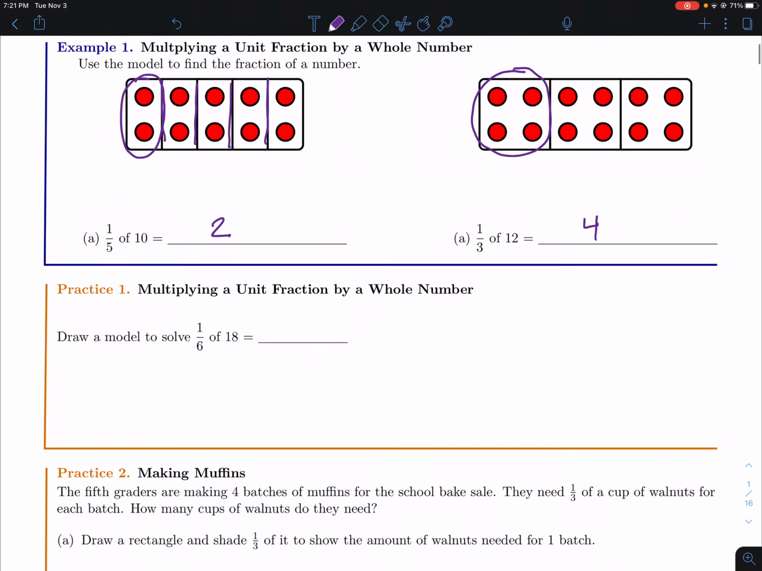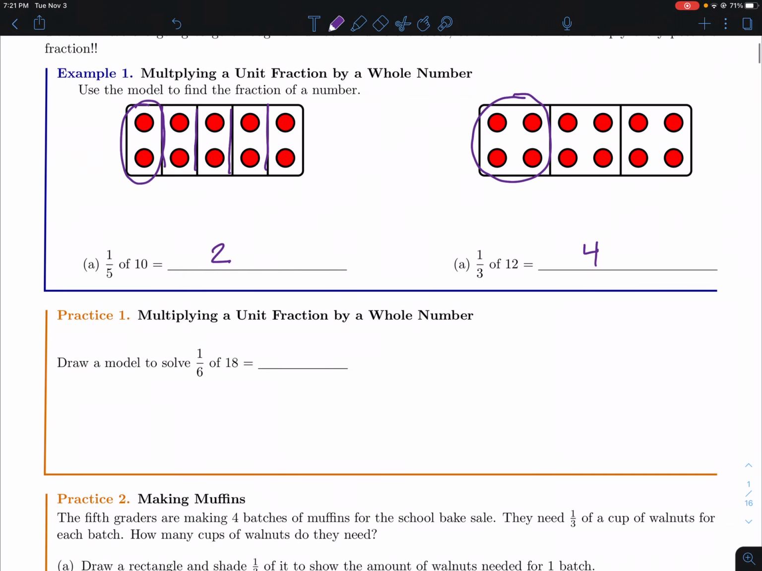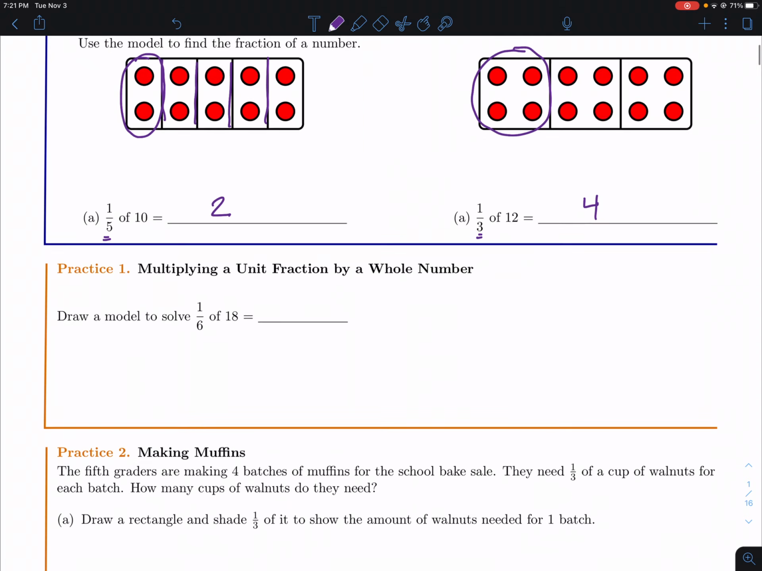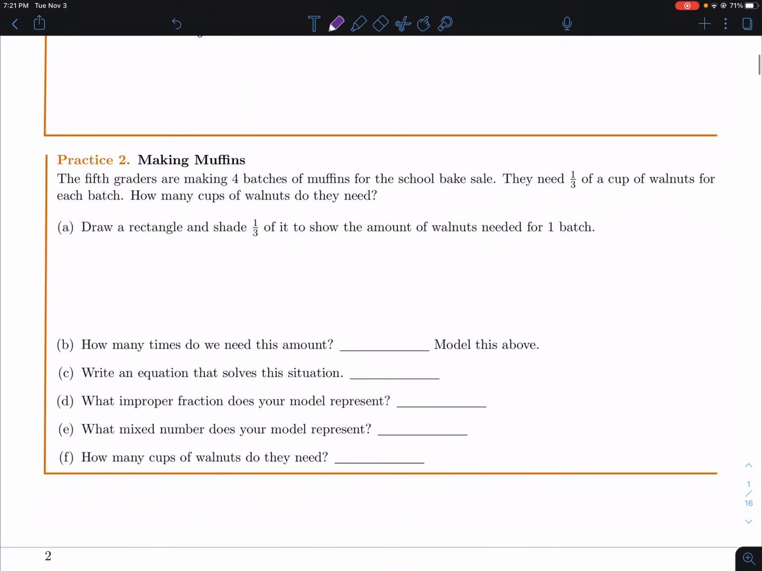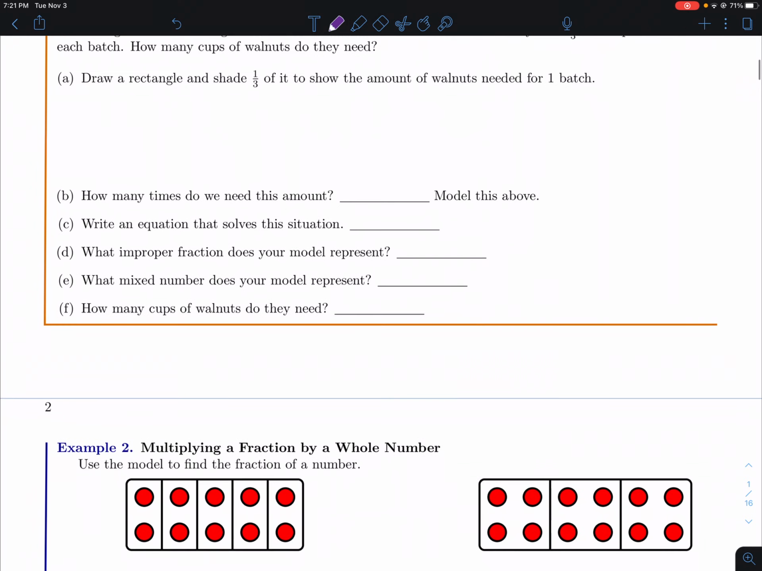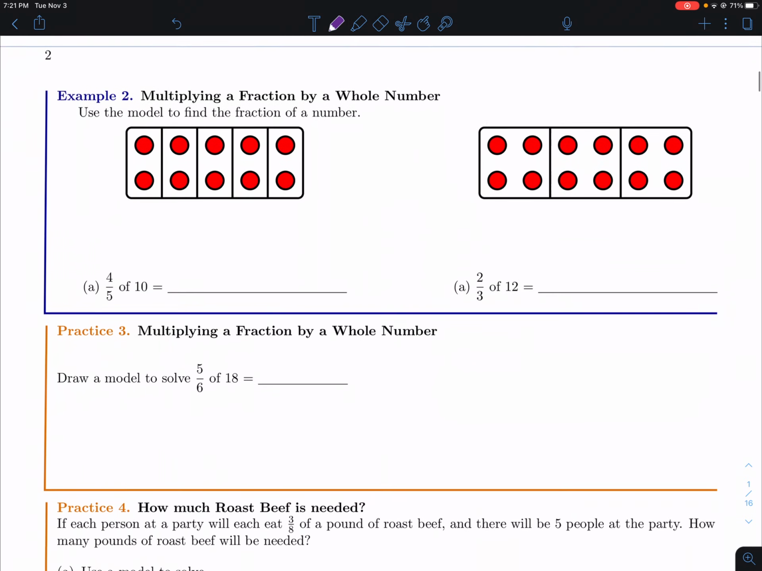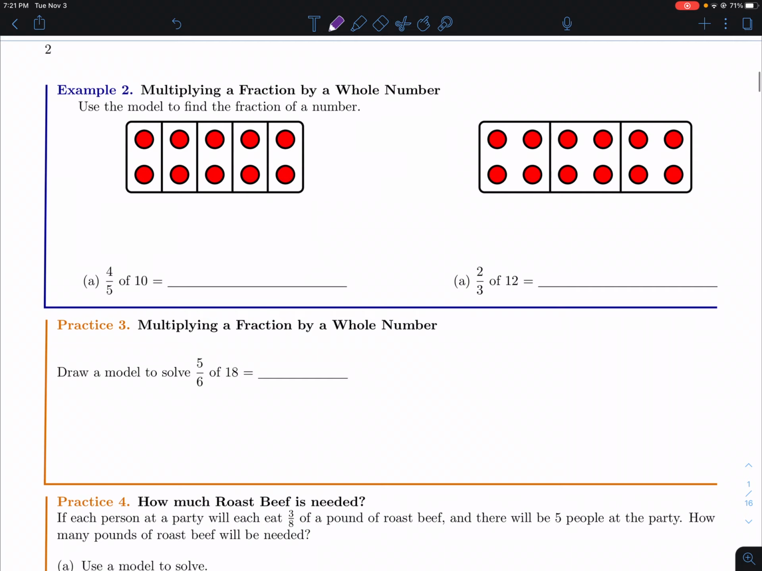So go ahead, practice these on your own. This is multiplying a unit fraction by a whole number. Remember, our unit fraction is the one with the 1. So I've got you practicing some unit fraction by a whole number. Pause the video at this point, do practice 1 and 2, and then when you're done, we'll look at multiplying just a regular old fraction by a whole number.